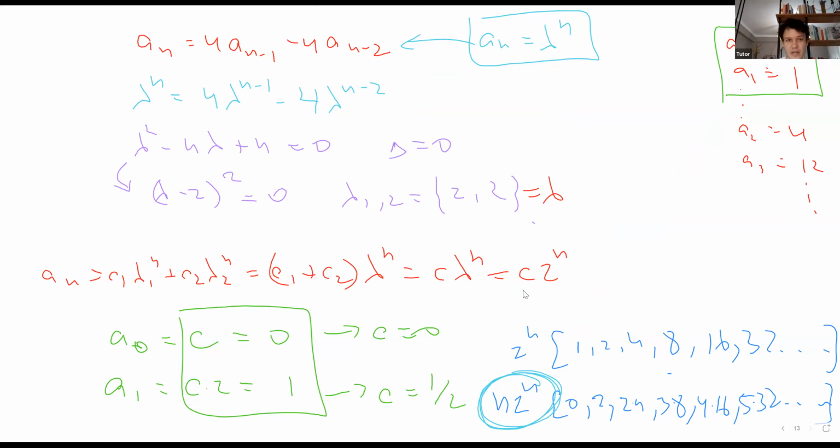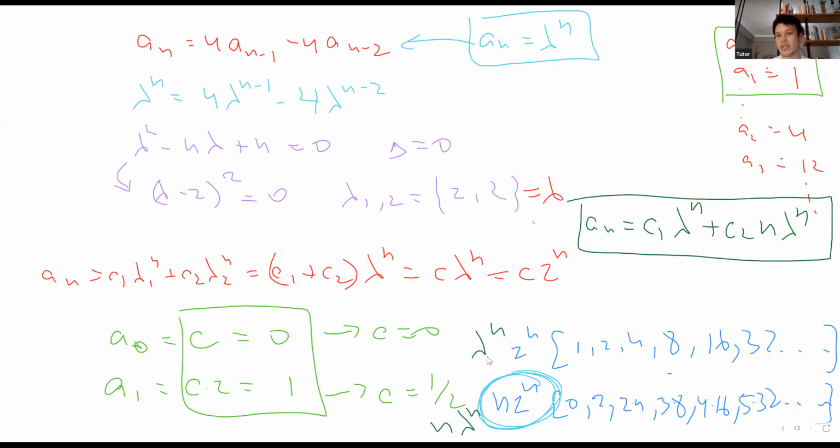If I wanted to compute an, then an can be written as C1 times the first good sequence, 2 to the n, plus C2 times the second good sequence, n times 2 to the n. More generally, if the solutions are lambda to the n and n lambda to the n, you can write it as C1 lambda to the n plus C2 n lambda to the n. So whenever lambda is a double root, the first one is normal, but the second one has an extra factor of n.